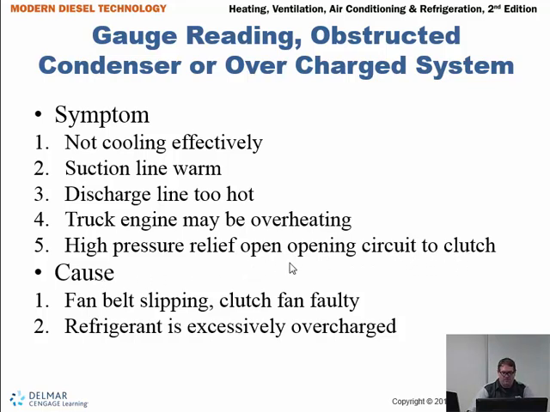High pressure relief opening the circuit to the clutch. So this is where our pressure is so high that it's actually going to trip that high side protection switch and shut off the clutch. And then the cause could be a slipping fan belt, clutch fan is faulty, refrigerant is excessively overcharged, things like that.